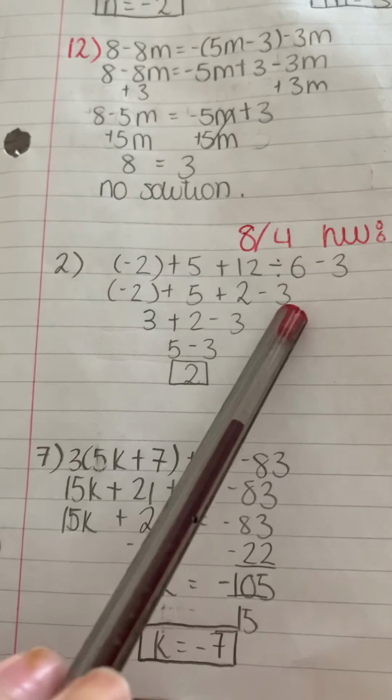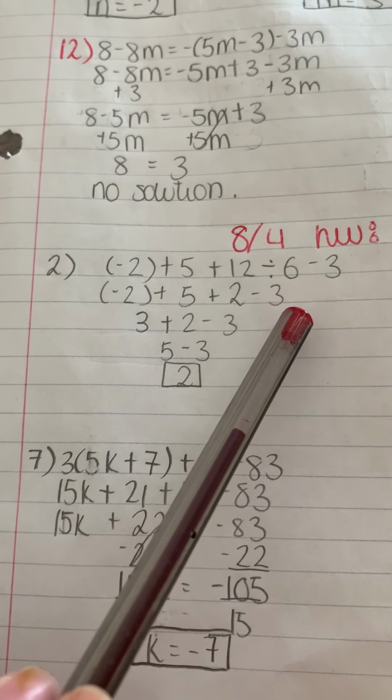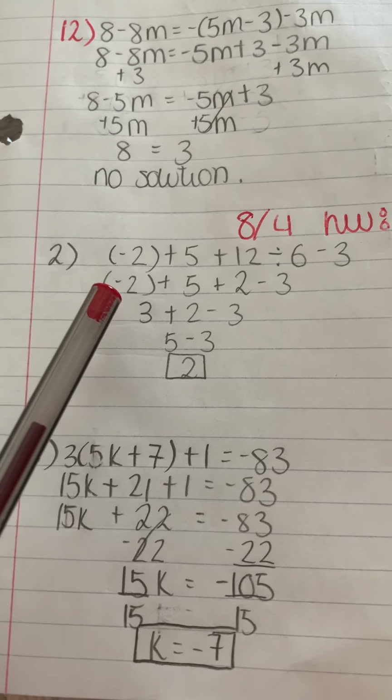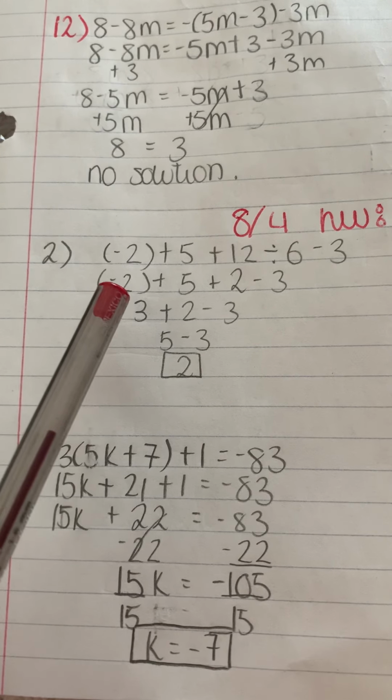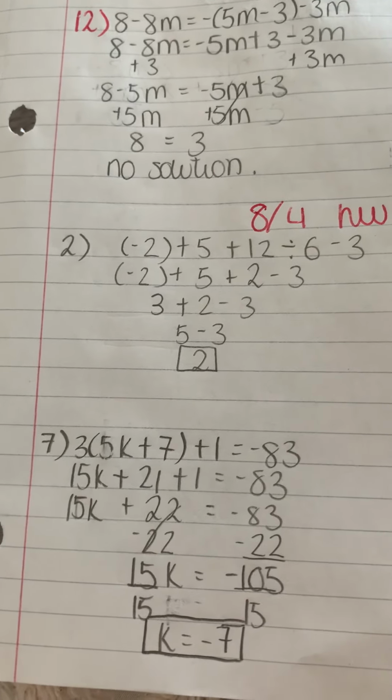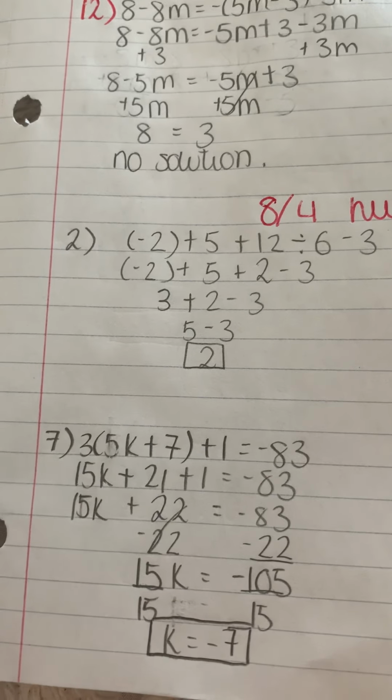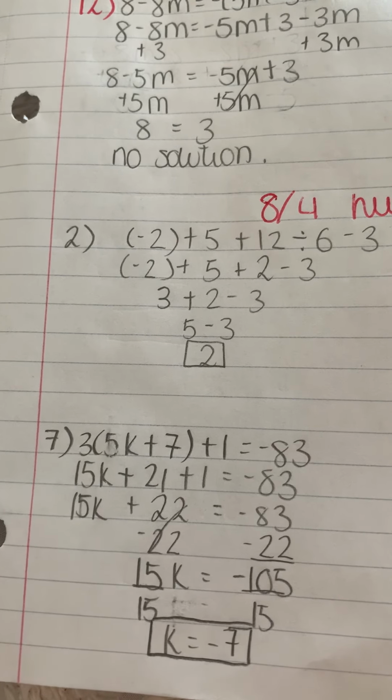So the first thing I did in number 2 was divide 12 by 6 to get 2. And then the next thing I did was combine -2 and 5 to get 3. And then I added 3 and 2 to get 5. And then I subtracted 3 to get 2. And that was the answer.